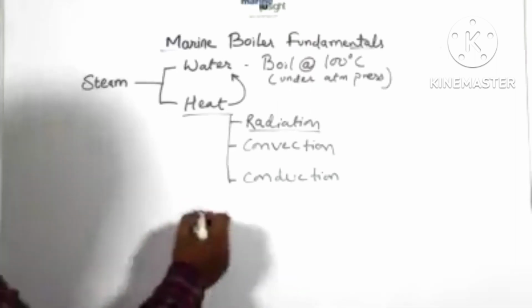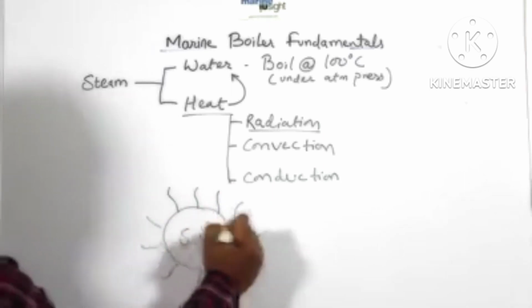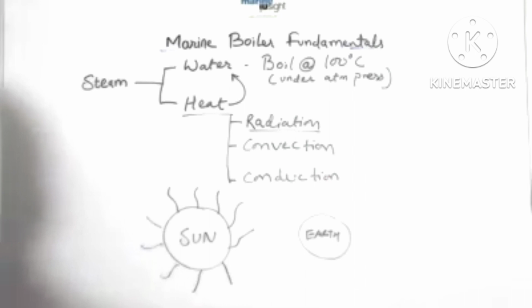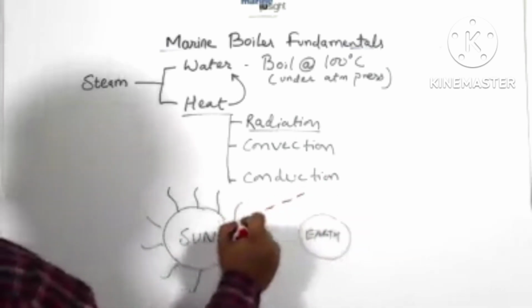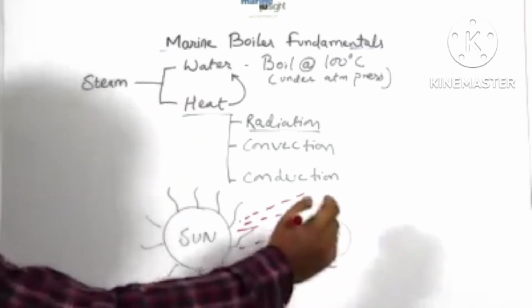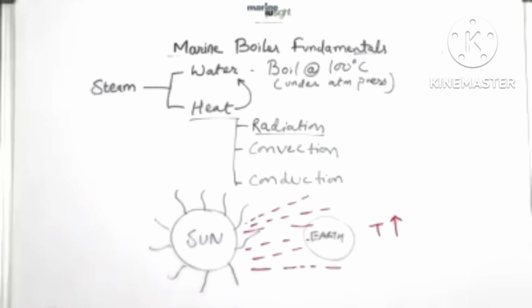For example, the sun, which emits rays that travel through the atmosphere and heat up the earth, is a process of radiation. These electromagnetic waves do not require any physical medium to travel. The radiation from the sun heats up the earth and increases its temperature.